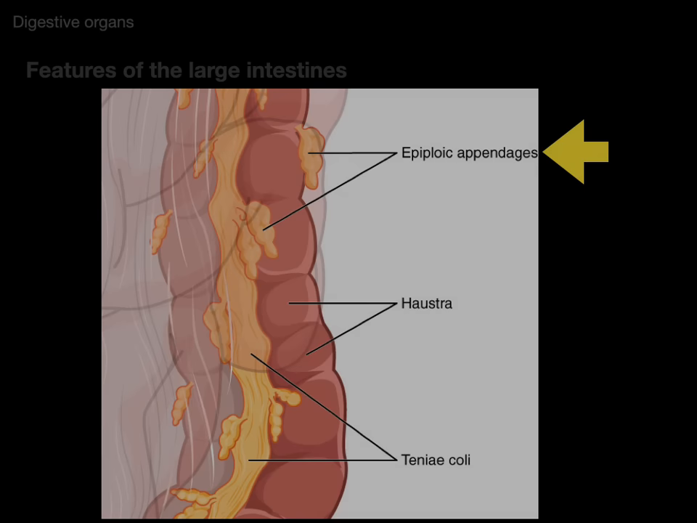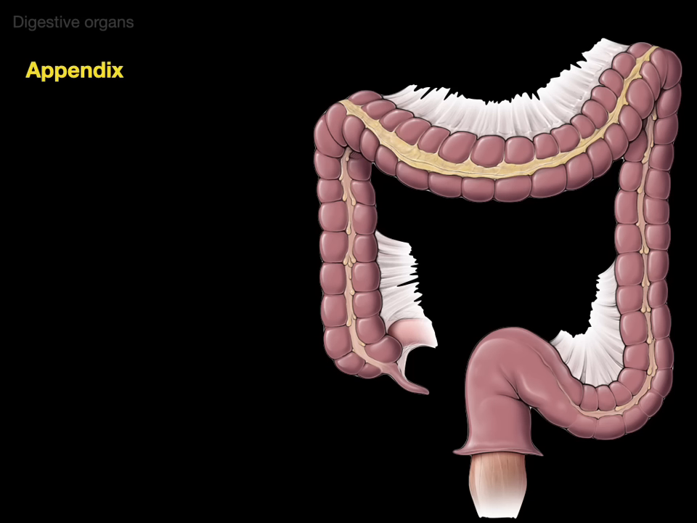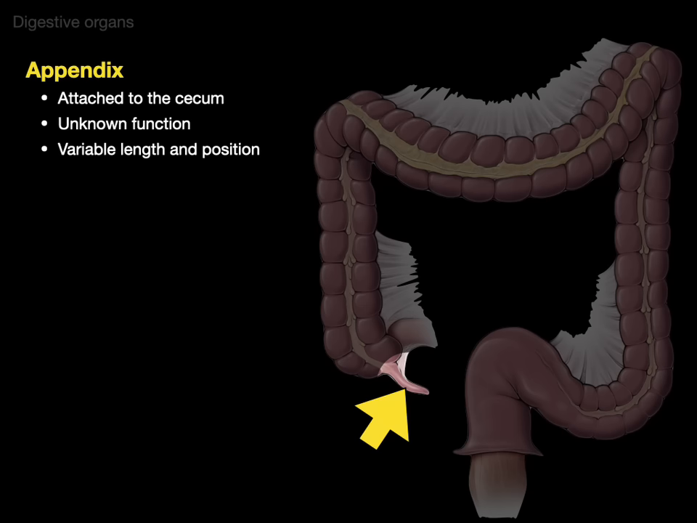All right, so now let's talk about the cecum. It's located in the lower right quadrant of the abdomen. It's a blind-ended sac. It's the start of the large intestines. And coming off the cecum is the vermiform appendix right there. It's attached to the cecum, and it has an unknown function for the most part, though there is more literature showing that it might have very important intestinal flora inside, and it's variable in length and position.